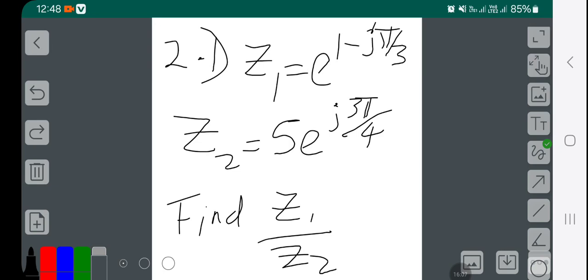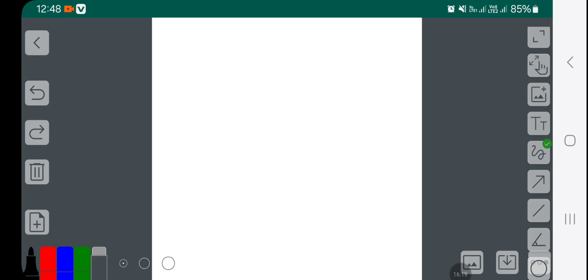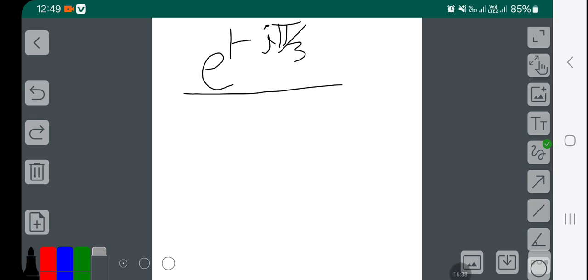Let's do it. I already showed you how to divide exponential form, or how to deal with them. Let's move on. Since I'm dividing now, my z1 is e^(1 - jπ/3), all over my z2, which is 5e^(j3π/4).